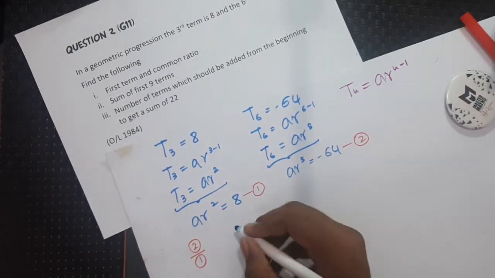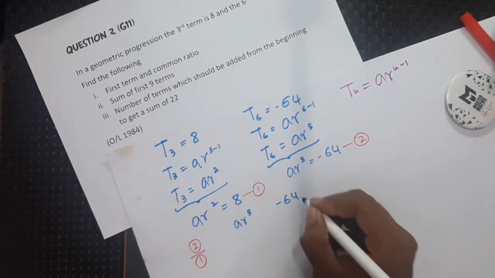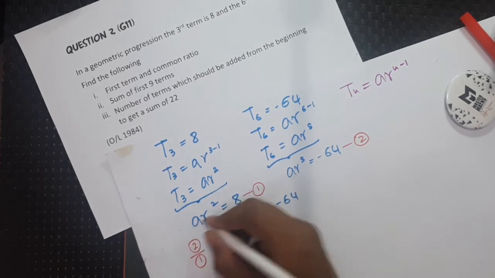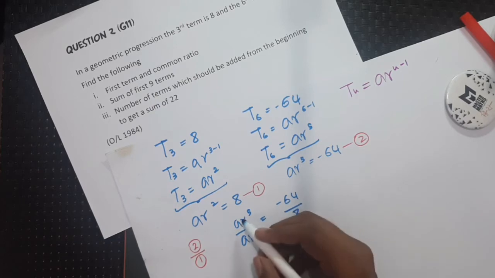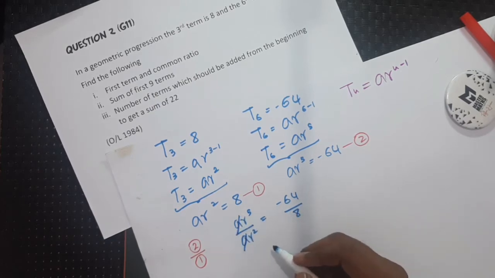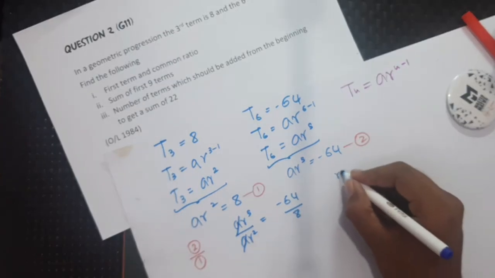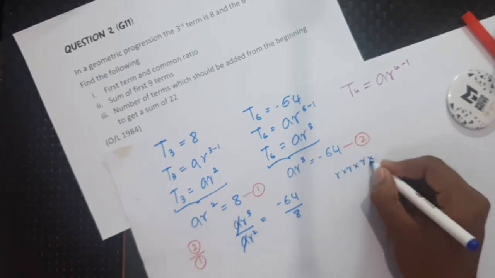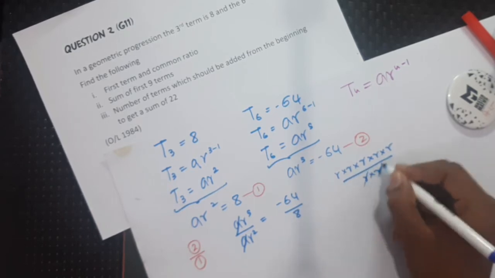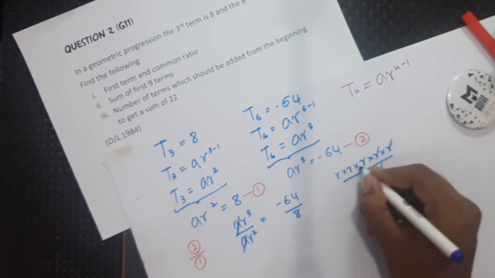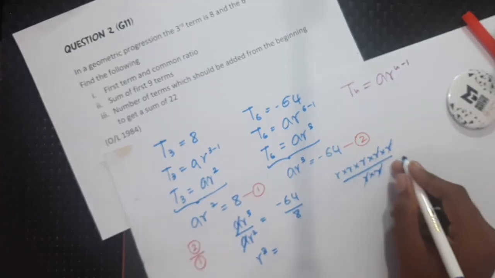So that would be ar to the power 5 equals minus 64, divided by ar to the power 2 over 8. And as you can see here, a will get cancelled off. r to the power 5 over r to the power 2. Now r to the power 5 means there are 5 r's, and r to the power 2 means there are 2 r's. So 2 of them will cancel off with 2 of them, which would leave r to the power 3. You don't have to show this, that was the explanation.